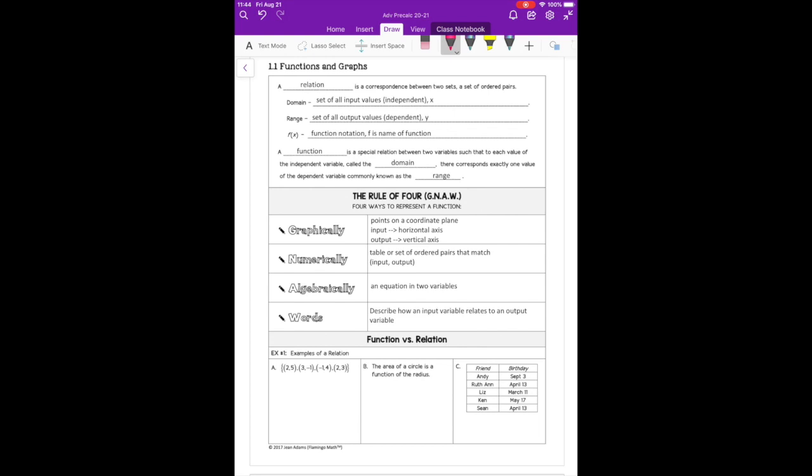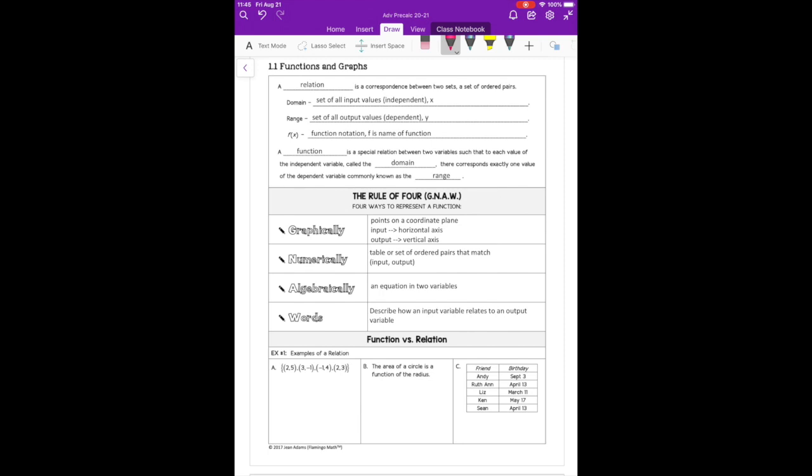So just like you have a relationship with a friend, with family, whatever, a relation is just a correspondence of those two sets. We have the domain, which is independent. In Algebra 2, you probably remember that as x values. The range is the output, the dependent y value. Remember, f of x is just function notation. F is just the name of the function of x, and it's the same as y when you're talking about graphing.